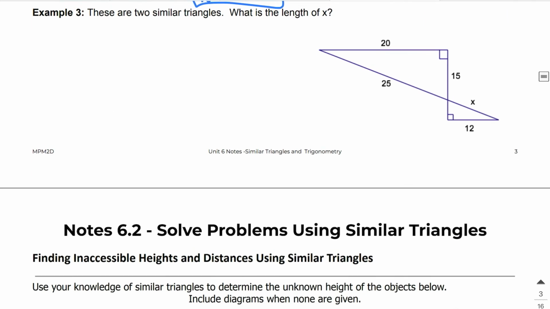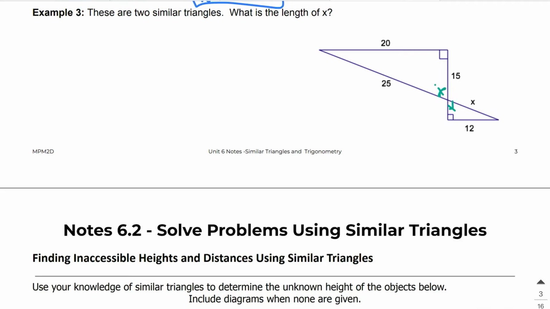In example number 3, it says these are 2 similar triangles. We want to find the length of x. So we know that they're 2 similar triangles. If it didn't tell us this right here, we would still know that they're 2 similar triangles because we've got 1 set of congruent angles here because they're 90 degrees. But we also have these opposite angles as well. So those are also congruent to each other. So this angle is congruent to this angle, and then my right angles are congruent, so they're similar by angle-angle similarity.